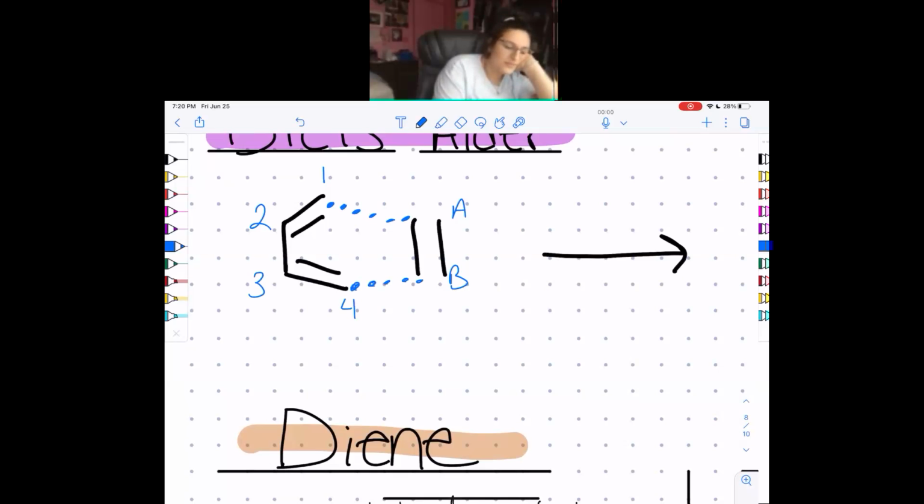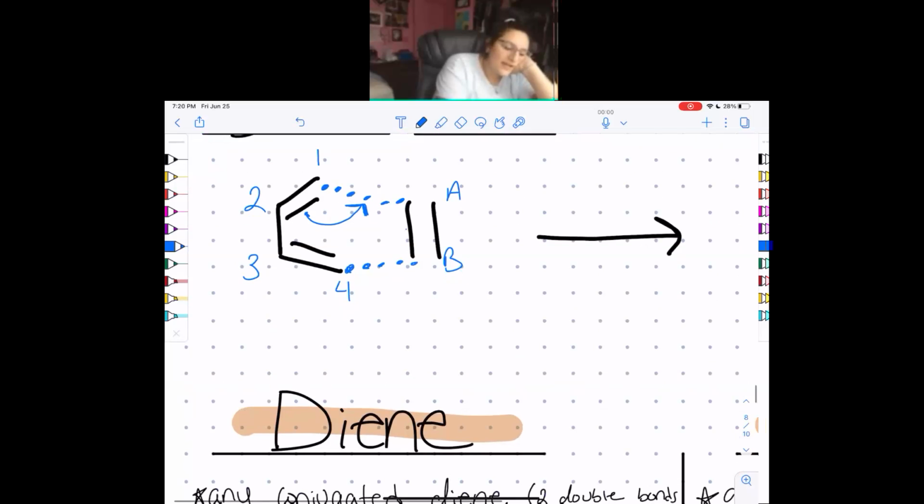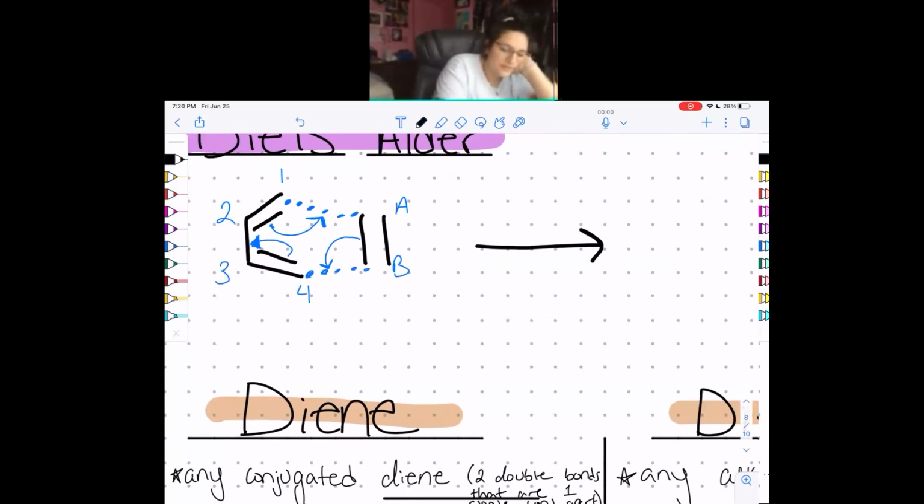We're going to start with the double bond between 1 and 2. And it's going to use its electrons to complete this bond between 1 and A, which will force these electrons to complete the bond here between B and 4. And then this double bond will move over here and create a double bond between 2 and 3. So we end up getting a 6-membered ring. We're always going to have a 6-membered ring in Diels Alder.